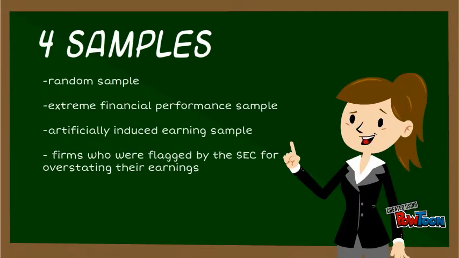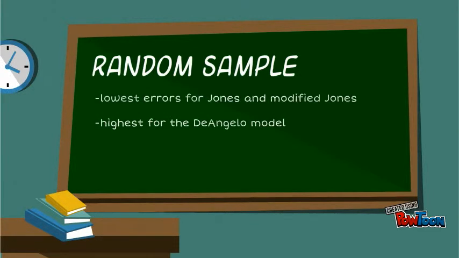To determine the effectiveness of these models, they use them to detect earnings management in 4 different samples. They use a randomly selected sample, a sample with firms experiencing extreme financial performance, a sample with artificially induced earnings management, and a sample of firms who were flagged by the SEC for overstating their annual earnings.